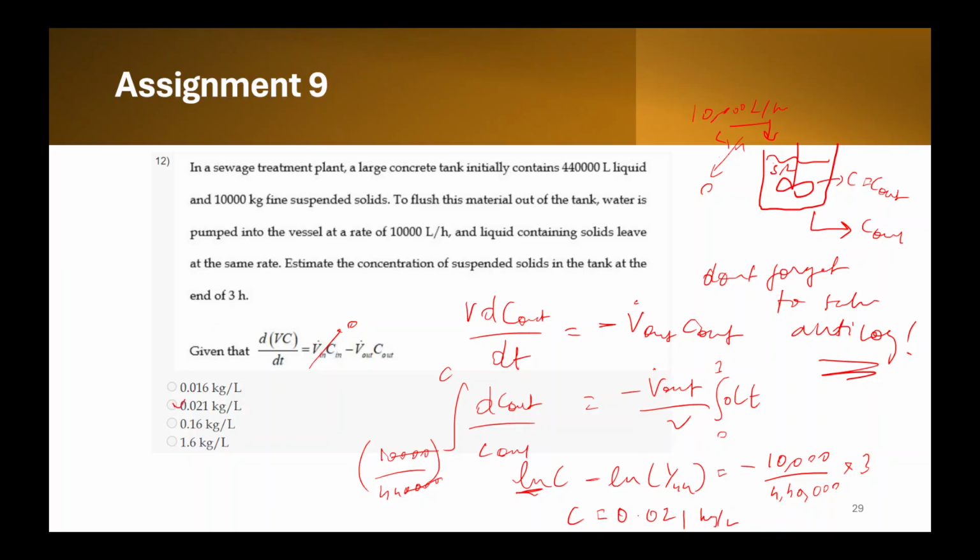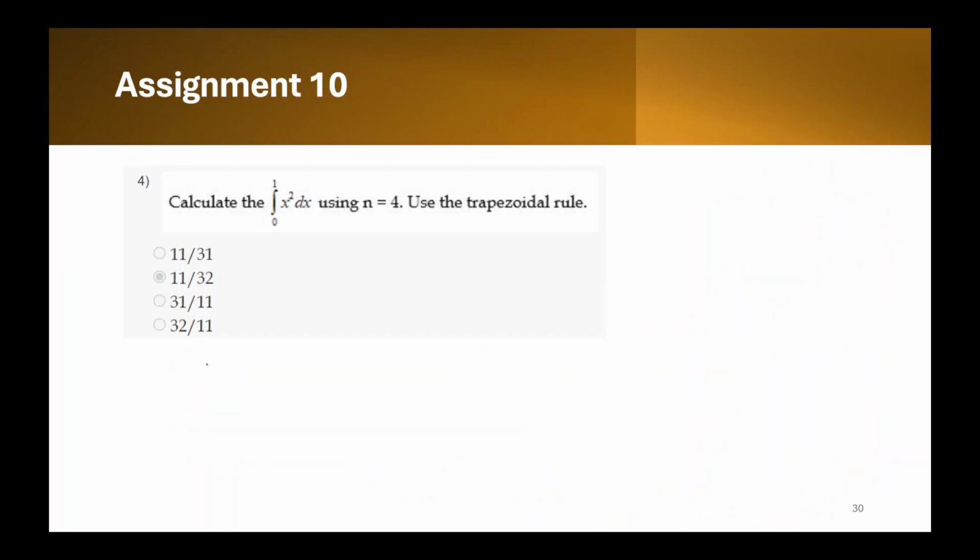So the correct option is the second one. Next, from assignment 10, this was about numerical methods. Calculate this expression using n equal to 4. We are not given data, however, we are given f(x) and we need to find x. We are given the initial and final x also.